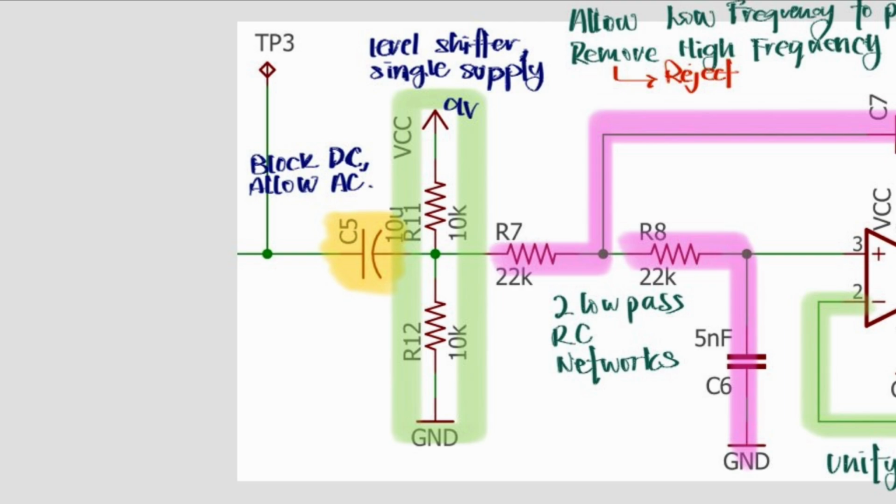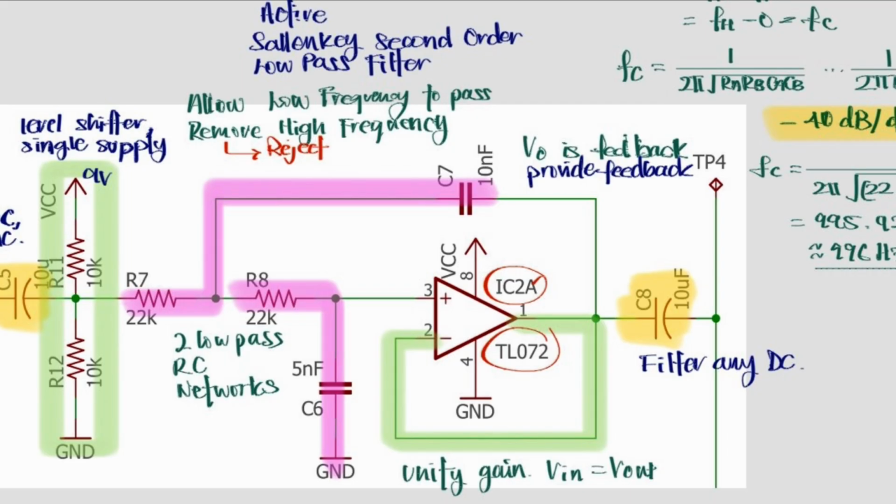So, a fixed voltage of 4.5 volts is being fed into the positive terminal of the active Sallen-Key second order low pass filter. It allows low frequencies to pass and rejects any high frequencies. We know that it's a low pass filter because the capacitor is shorted to the ground, and it's second order because it is made of 2 sets of RC networks. One set equals 1 order of the filter.